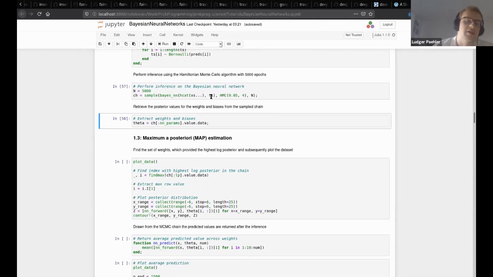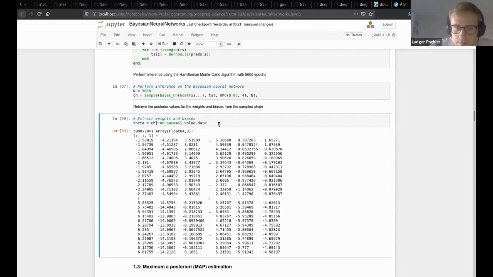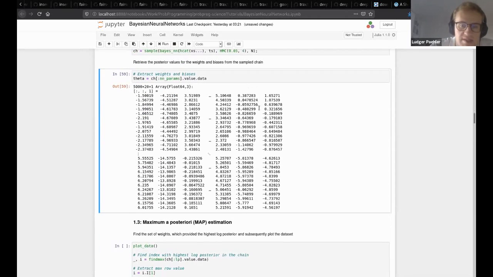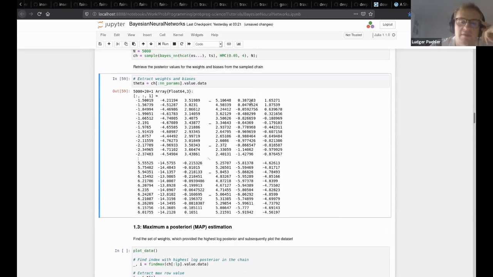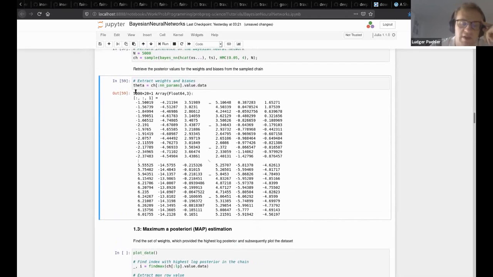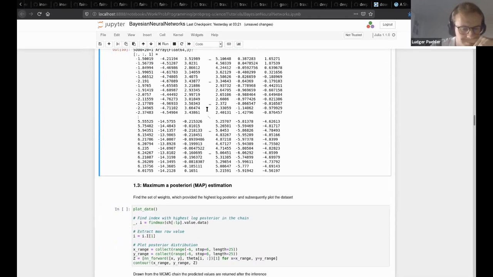So now, what have we done? Basically we've done the inference, just like yesterday, and stored everything in the chain, so CH. And in here, we extracted the weights and the bias. Basically we have our parameters here, the 5,000 sample values.